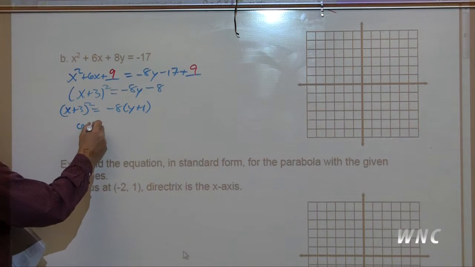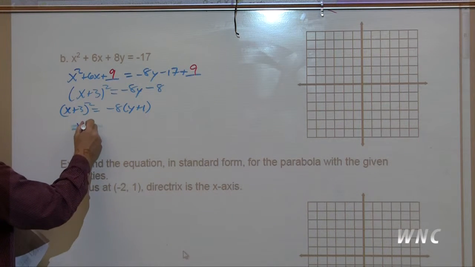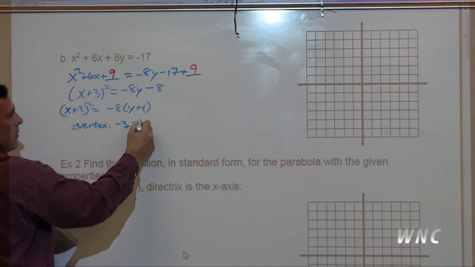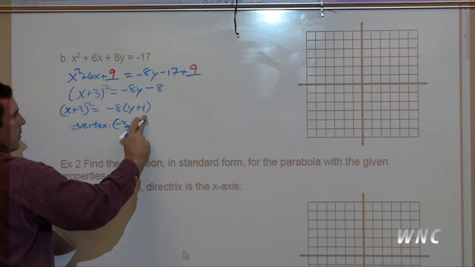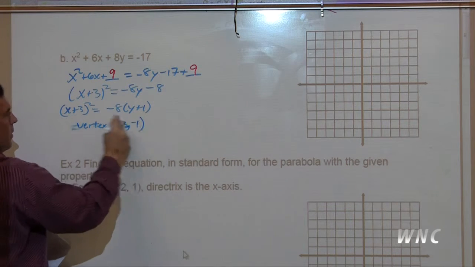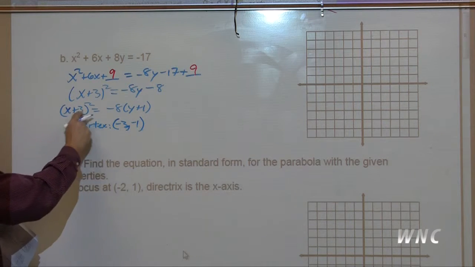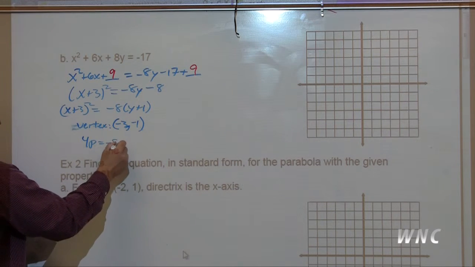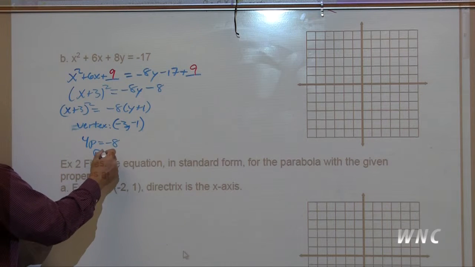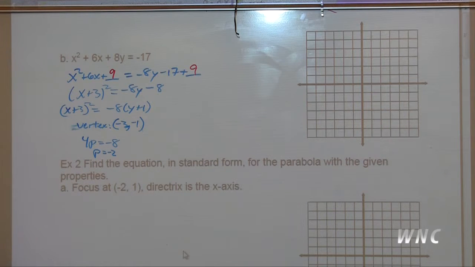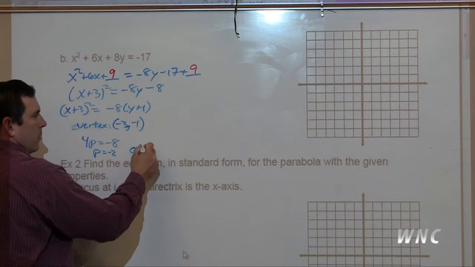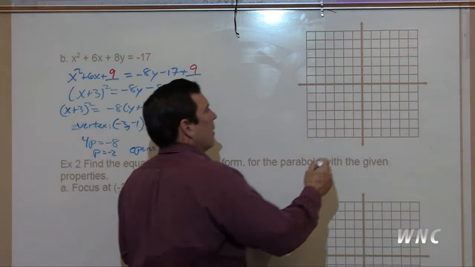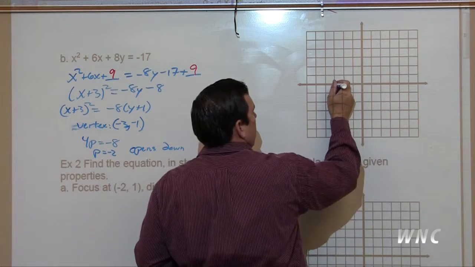So our center, or I should say a vertex, is going to be located at negative 3, negative 1. Negative 3, because it should be x minus negative 3, y minus negative 1. And then 4p equals negative 8. So p must be negative 2. That means it's going to open down.